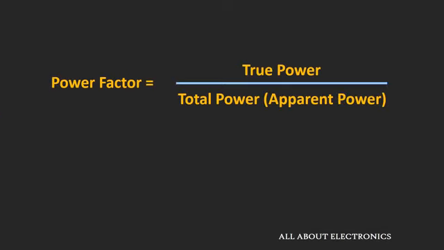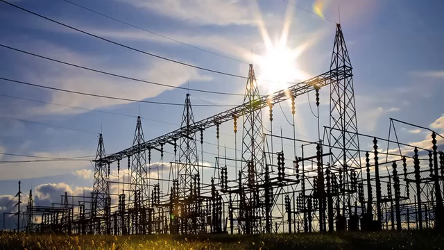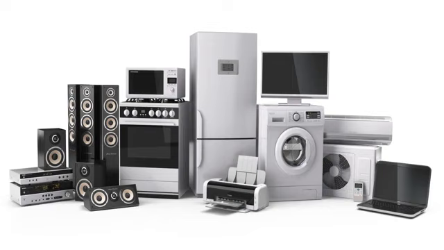Simply by definition, the power factor is the ratio of true power divided by the total or apparent power. First of all, let us understand what we mean by true power and apparent power. At our homes and offices, we receive power through substations using distribution lines, and we use this power to power up our appliances.